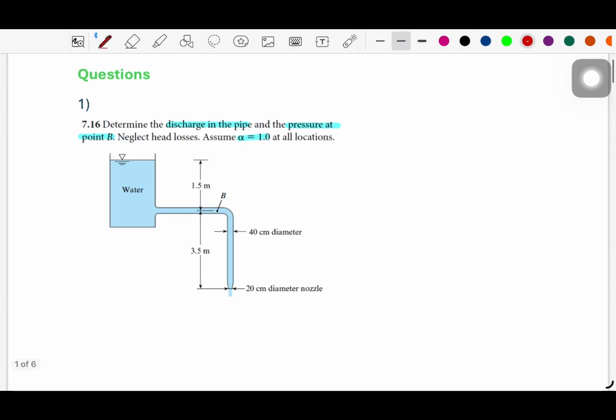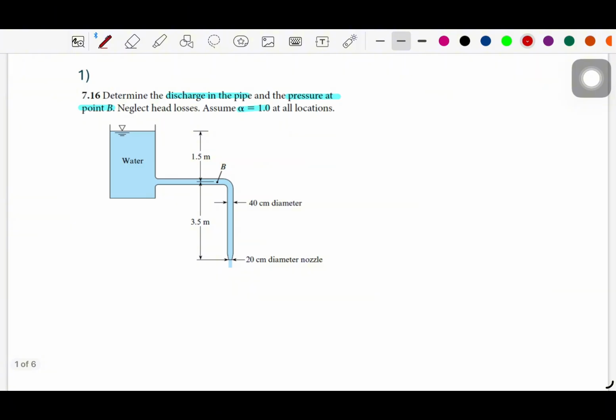The first one is discharge in the pipe. So we are going to find the flow rate here. So it will be the discharge from this pipe system. And the next question is the pressure at this point, which is point B. So we will frequently apply the energy equation.